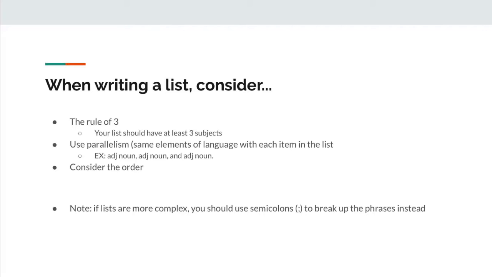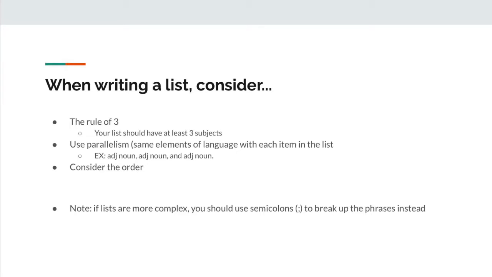You should also be using parallelism, which means that you have the same elements of language. This is nouns and adjectives. Your list, if you want to make it a little more complex, should be adjective, noun, and adjective, noun. This is usually the easiest way to do it. And you also want to make sure that you consider the order in your list. If you want the most important things first, make sure that they are first. Or if you want it chronologically, make sure that it's chronological.